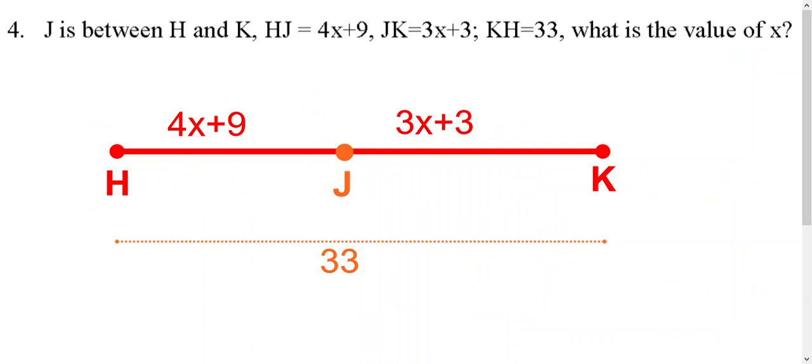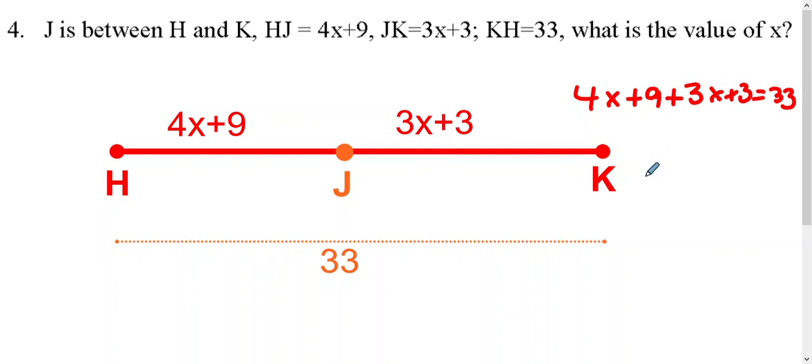Okay. Number 4, I've laid out a picture for you here. We have J between H and K, like it says. Then we're told that HJ is 4x plus 9, and JK is 3x plus 3. Now you're also told that altogether KH is 33. We need to set up an equation to find the value of x. We can see from the picture here that the first portion plus the second portion is going to equal 33. So if we set up our equation, it would be 4x plus 9 plus 3x plus 3 equals 33.